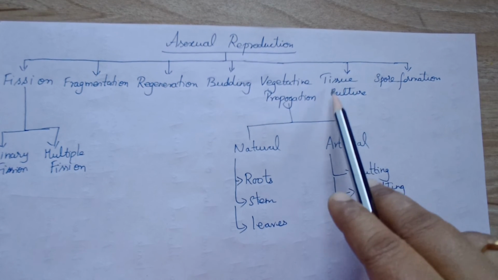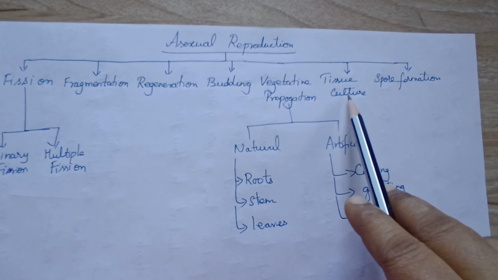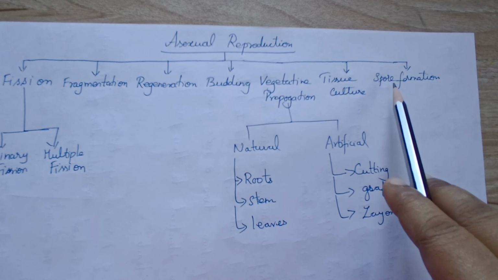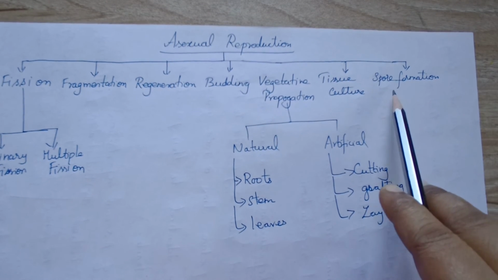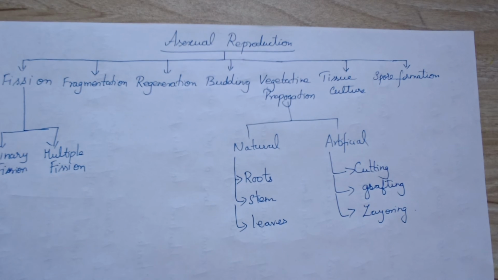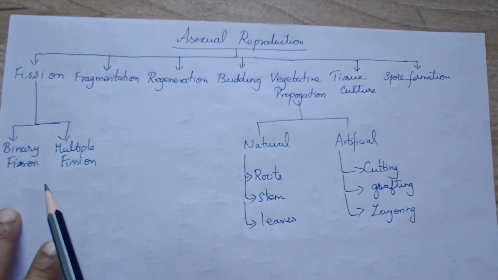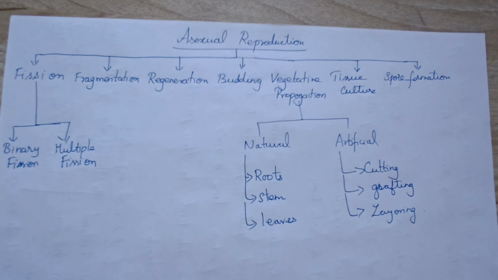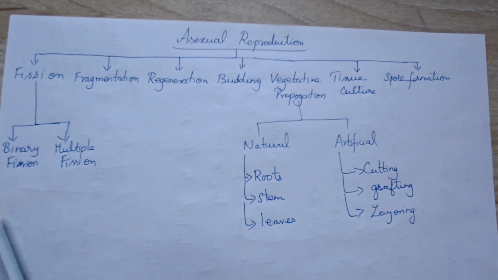Tissue culture means we grow disease-free plants. Then spore formation. Fission may be binary fission or multiple fission. Binary fission means a single cell splits into two, but multiple fission means it may split into many new cells. We are going to study this in detail in the next class. Okay, thank you.